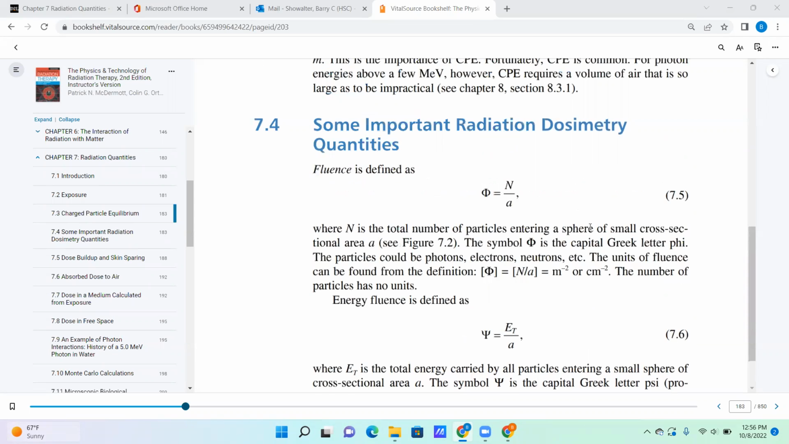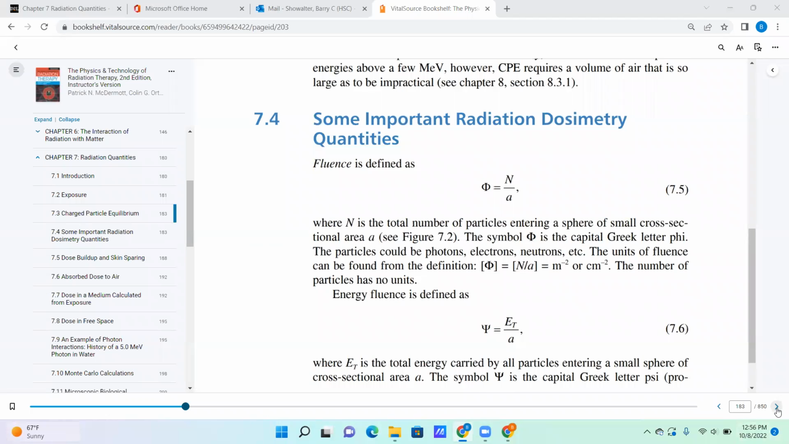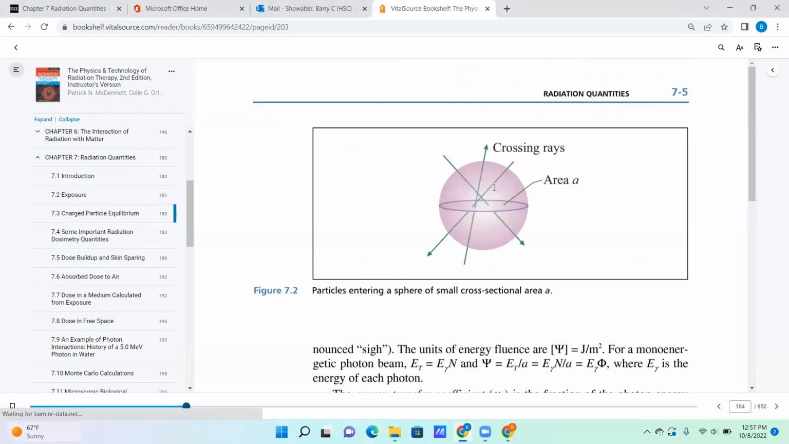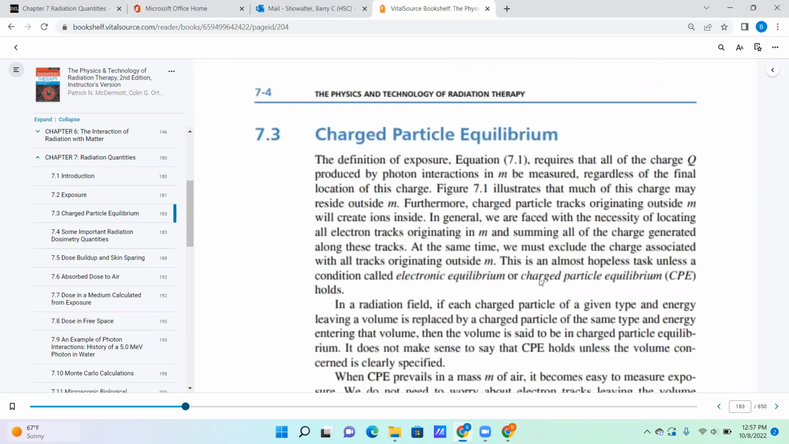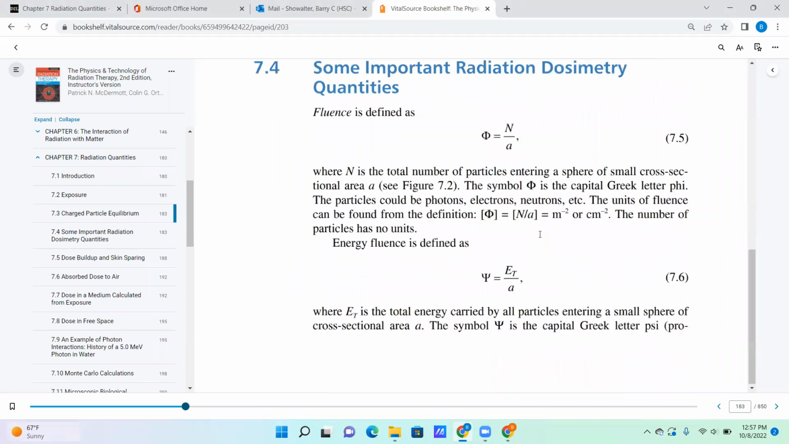Now let's find figure 7.2 to give us a better idea as to what's going on. So you've got all of these little particles going this way and that way and whatnot. How many of them are cutting through this cross-sectional area? That's the idea of fluence. And you can see it's not necessarily cutting through the center there. It's not necessarily the radius. What we're looking at is just a cross-sectional area of that particular sphere.